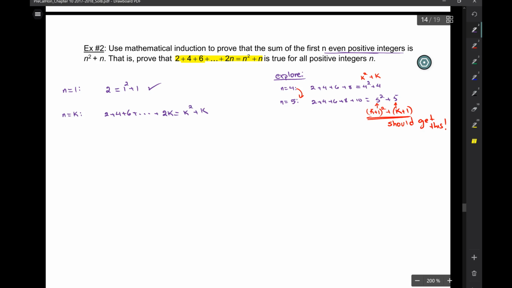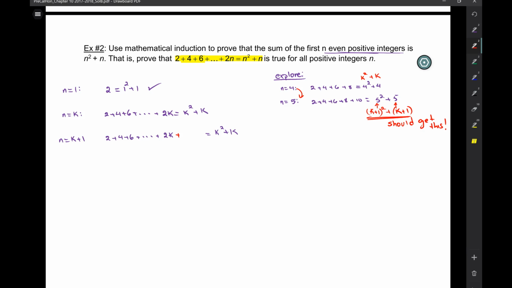Right? Now, n equals k plus 1 means I have the same thing, and then here equals k squared plus k, but now I'm going to insert one additional term, right? So let's see. The last term in this list is always 2n. If n equals k, then it's 2k. If n equals k plus 1, then it's 2k plus 2. So here I add the same thing. Okay?